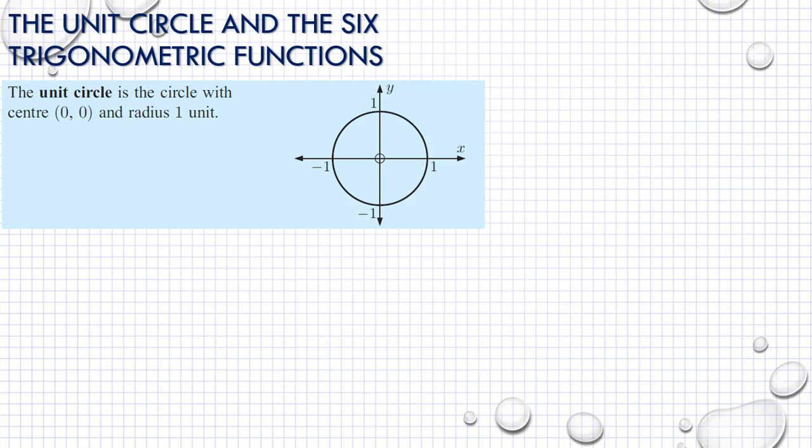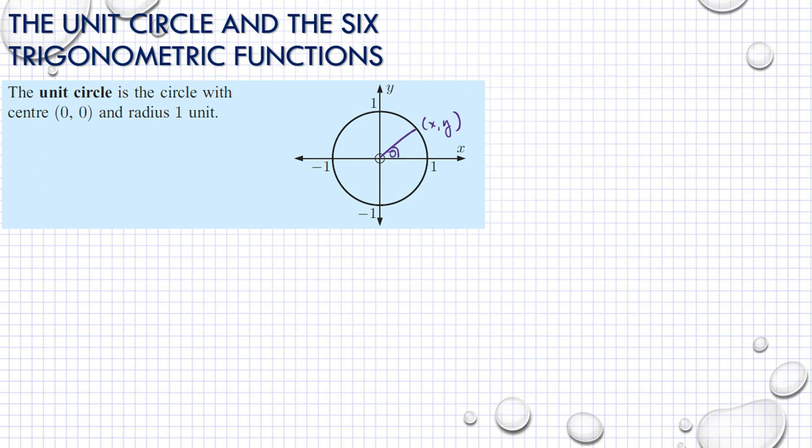This time, I will be discussing the unit circle, and at the same time, we're going to find the 6 trigonometric functions. So, the unit circle is the circle with center 0, 0, as you can see in the figure, and radius 1 unit. So, if I'm going to put a line here, or a sector, that means I have a theta here, and this is my x and y.